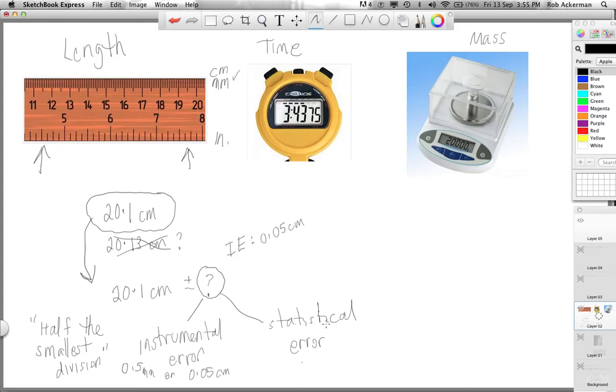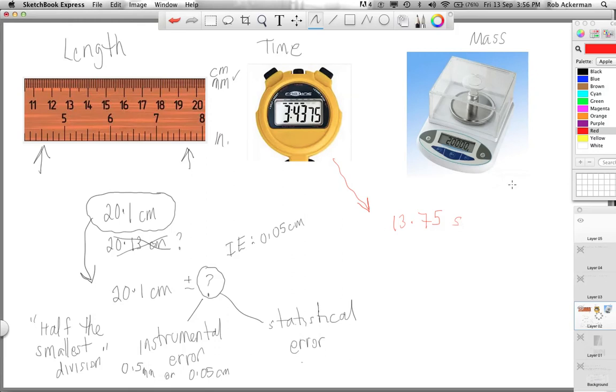And to see what statistical error is, let's just put the ruler on hold for a minute and look at the stopwatch here. I'll use a different color so that you can keep track of what's going on. For the stopwatch, suppose you are measuring times, like maybe you're timing a race. Maybe it's the 100-meter dash, and a student at your school, an athlete, is able to run the 100 meters in, let's say, 13. Well, on this stopwatch, it looks like you can measure to the nearest hundredth of a second. So let's say the student ran the 100 meters in 13.75 seconds.